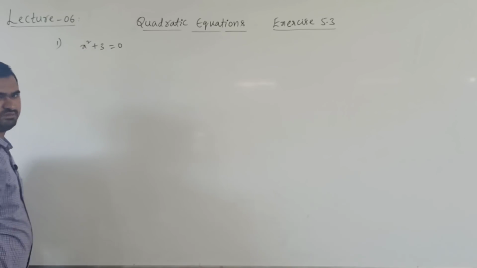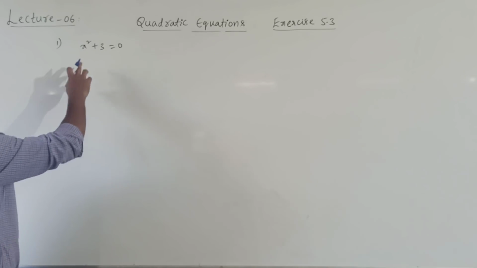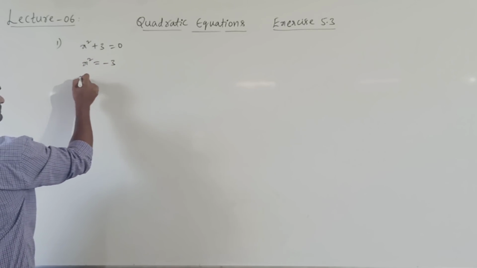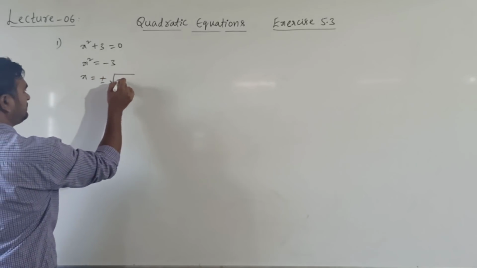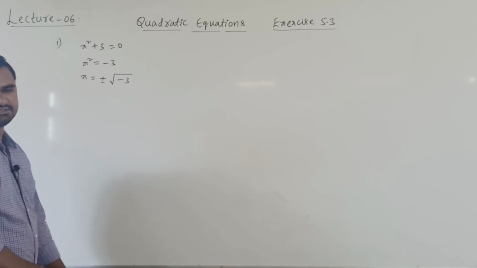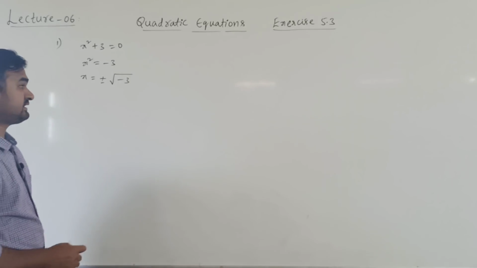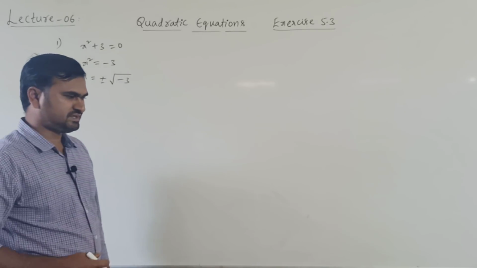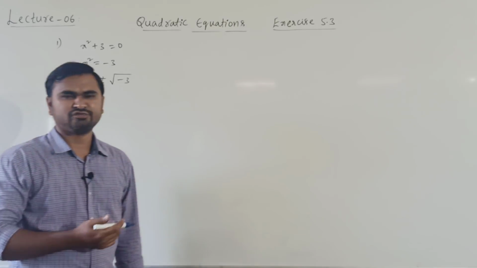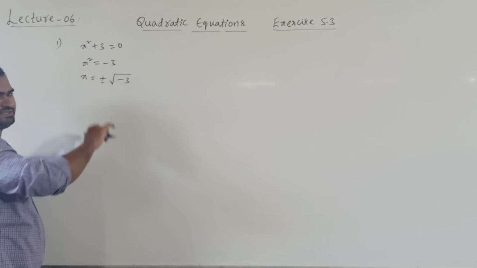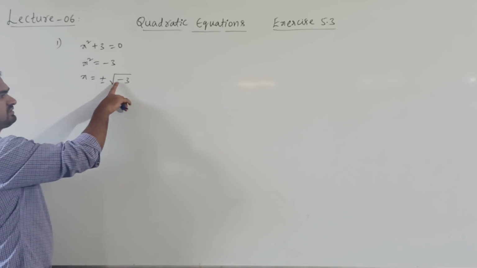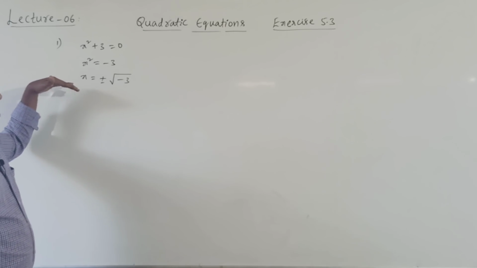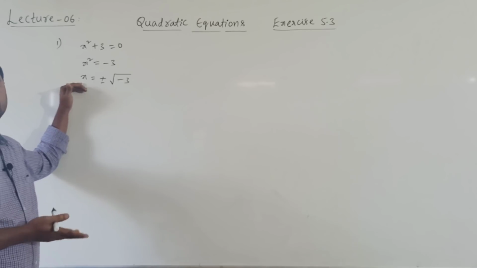Since we have only the x square term here and there is no x term, directly we can find the x value. X square is minus 3, so x will be plus or minus square root of minus 3. Now if we are speaking about real numbers, there is no solution for this. Why? Because we have square root of minus 3, which is imaginary. So when we say that x is real, there will be no solution here.